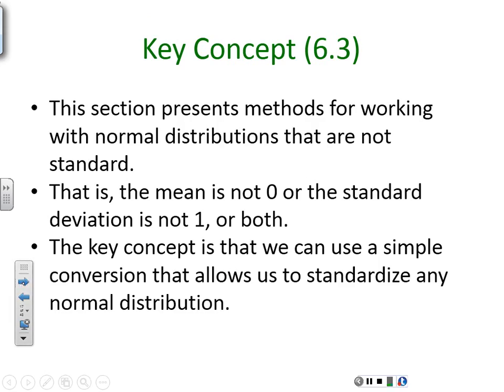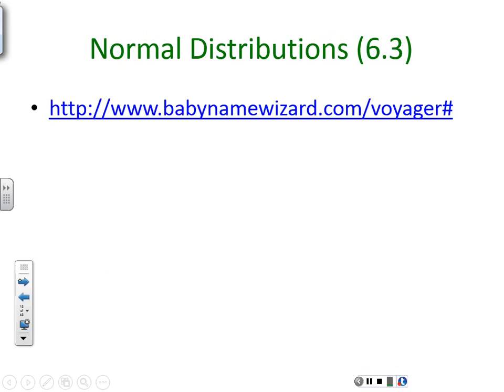So this section presents methods for working with normal distributions that are not standard. That is, the mean is not 0 or the standard deviation is not 1 or both. The key concept is that we can use a simple conversion that allows us to standardize any normal distribution. So we can change things into our standard normal distribution, and then we can go back to our tables. I don't want somebody to have to create a new table every time you change the mean by just a little bit or the standard deviation by just a little bit. It's much easier to take the information you have and convert it into your standard normal distribution so that you only have to have one table.